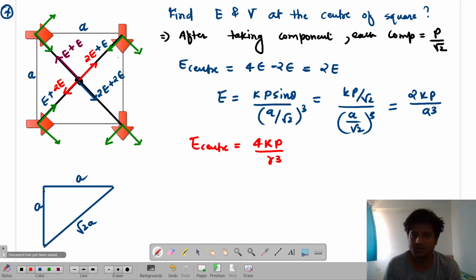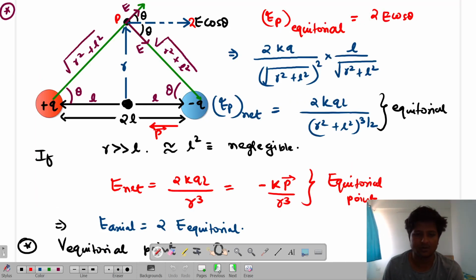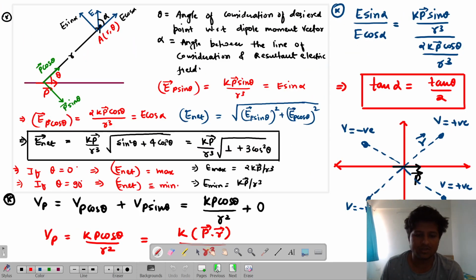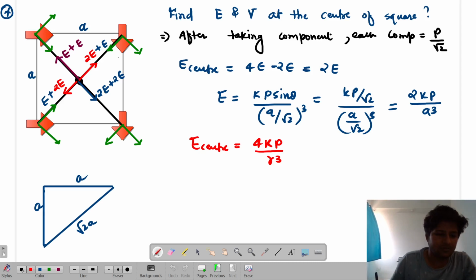Sure. So now what we have to find is the potential, isn't it? So now look over here. See, for potential I can use the direct formula of P vector dot R vector by R cube or not. Yes. So you can see that if I just consider, let's suppose I have any dipole, here it is positive, for another it will be negative, for another it will be positive, for another it will be negative. So when you are finding net potential, it will be what?